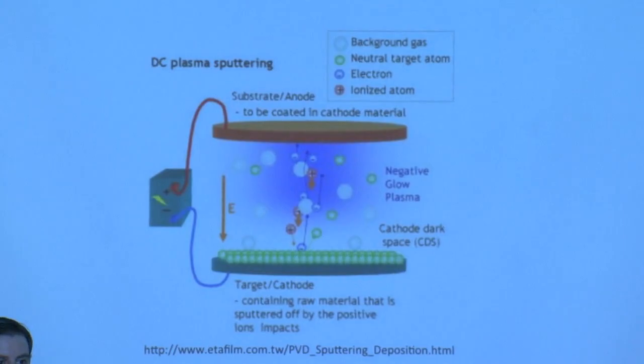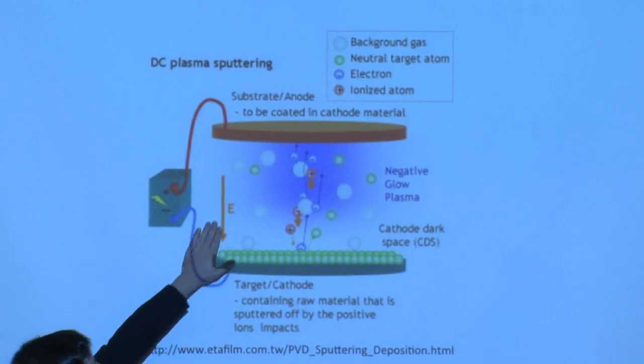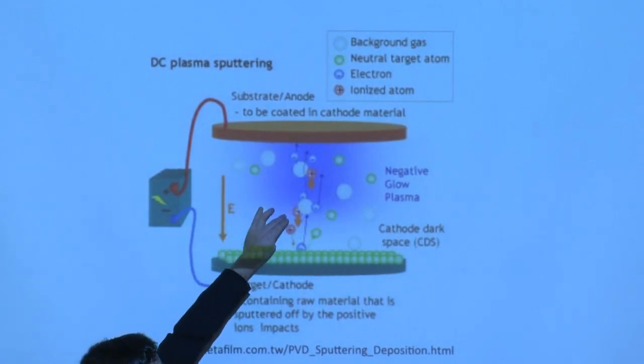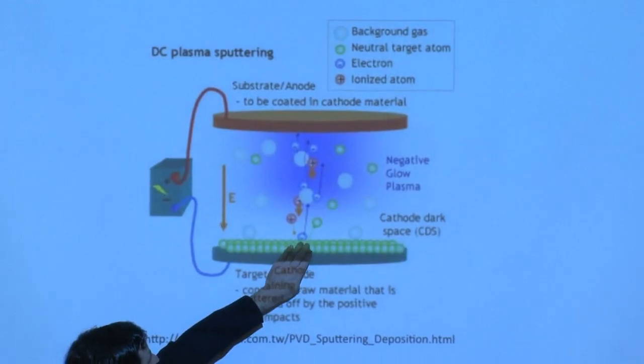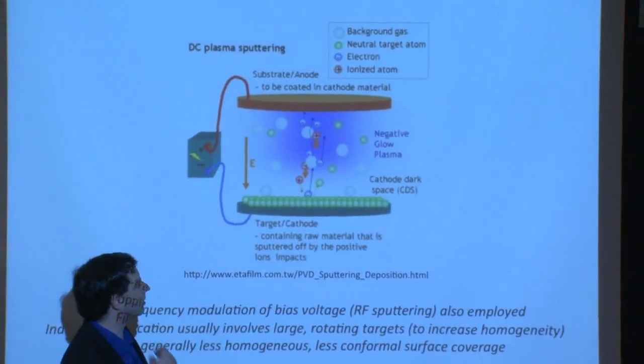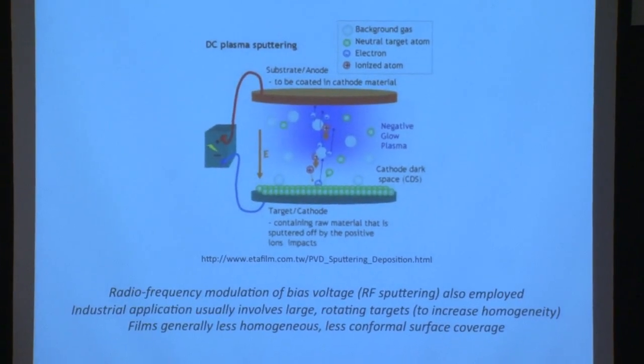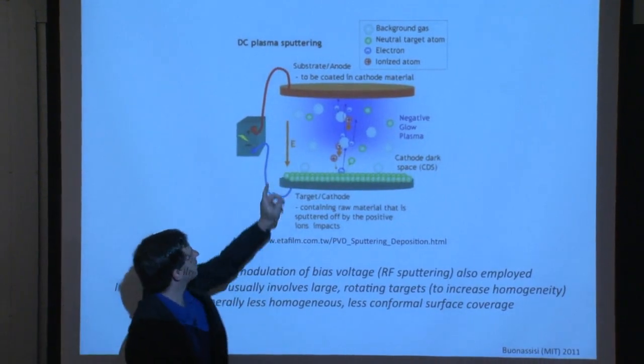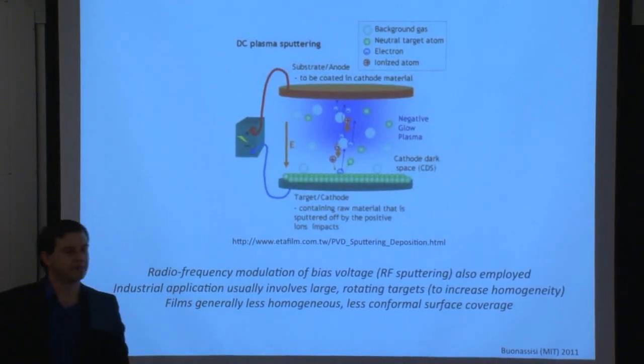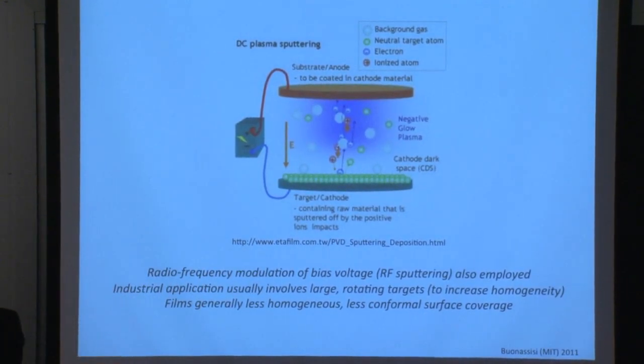There are folks who sputter sideways. Save some ground space in their factory. They might load things vertically, put them in. And many people, at least in R&D, sputter up. So again, you're creating this plasma. The charged species are accelerated toward the target. They sputter off atoms, which are then deposited onto your substrate, which is there at the top. And the film that was just being passed around is an example of a sputtered film.